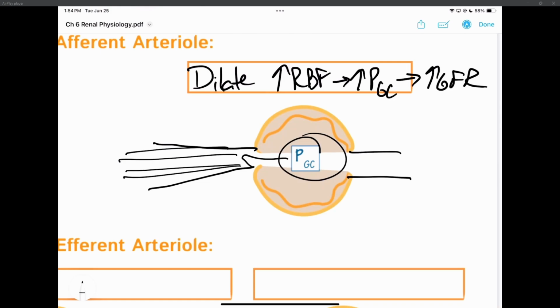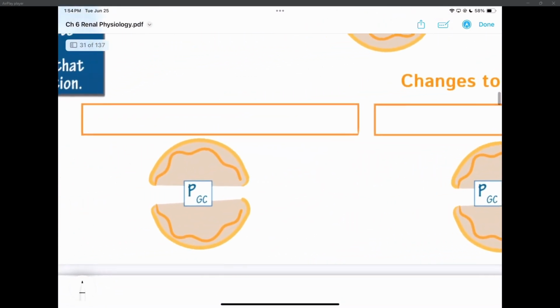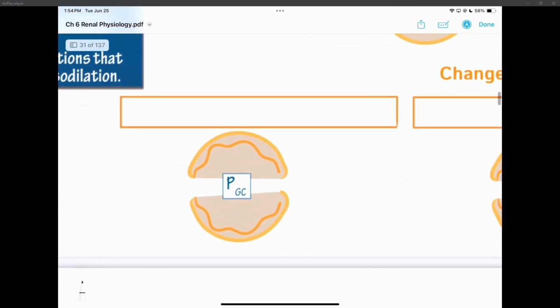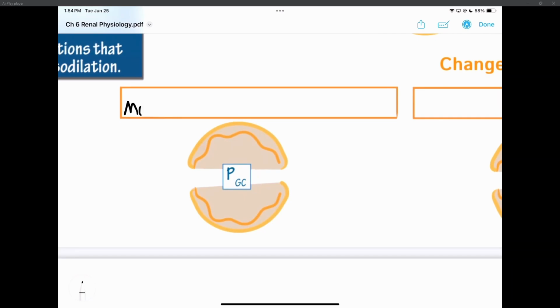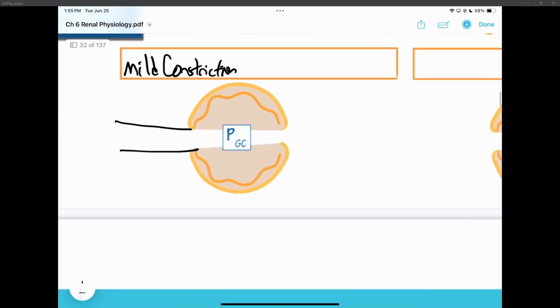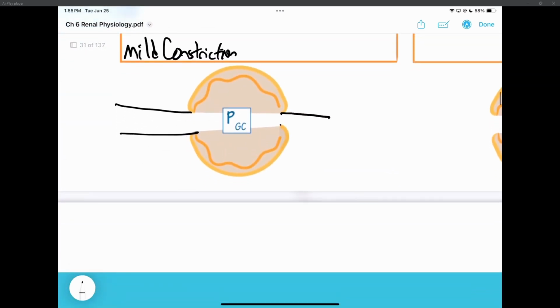Okay, let's talk about the efferents. With the efferents, there's a couple of things that can happen. We can have mild constriction. So coming in, we're okay. Now we're having a problem with leaving. Very, very tight. So think of this as like a traffic accident. You can't get through. Okay? So where's all that pressure going to build up?